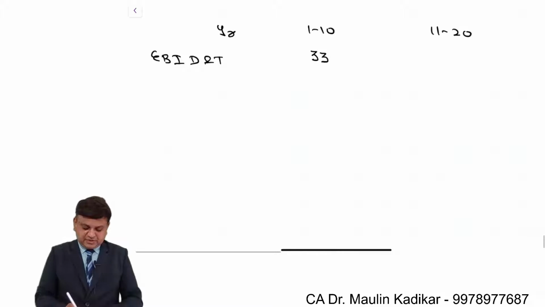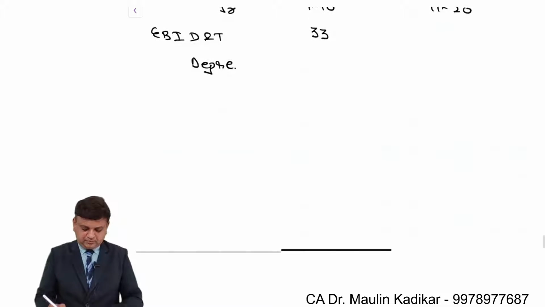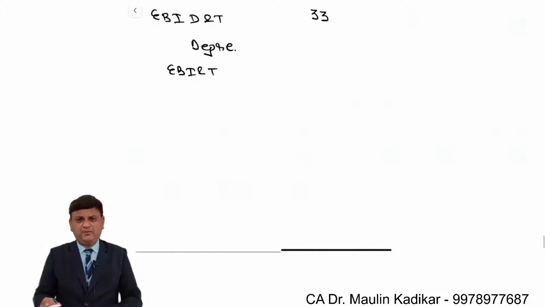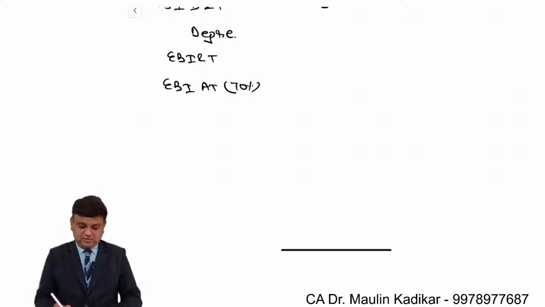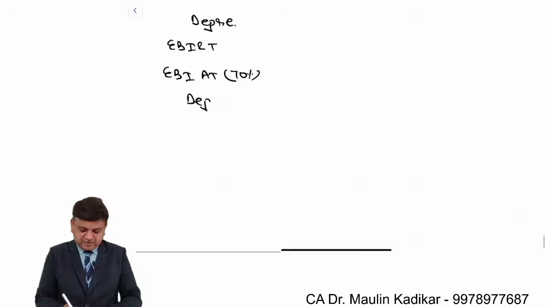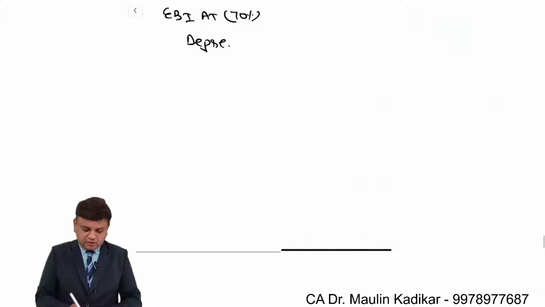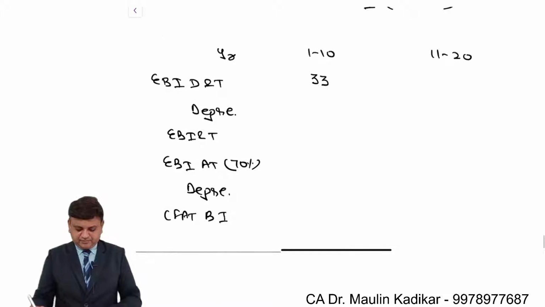Now from this, depreciation is deducted. So we get earning before interest and taxes. Then we make it post-tax. Tax rate is given 30%. So earning before interest and after taxes, that is 70%. We add back depreciation to make the calculation of cash flow after taxes before interest.